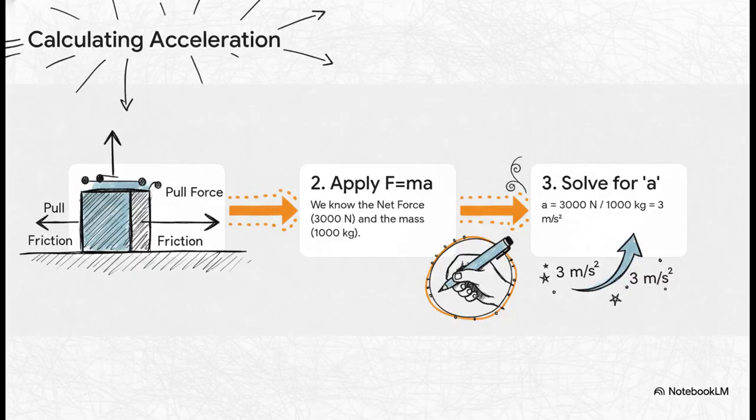Once you've laid out all the forces, the math is actually pretty easy. First, we figure out the net force moving it forward. So we take the pulling force, 3,500 newtons, and subtract the friction, 500 newtons, which leaves us with 3,000. Then we just plug everything into our formula. We know the force is 3,000, and the mass is 1,000 kilograms. We just rearrange it to solve for a, the acceleration, and bam, we get 3 meters per second squared. It's as simple as that.